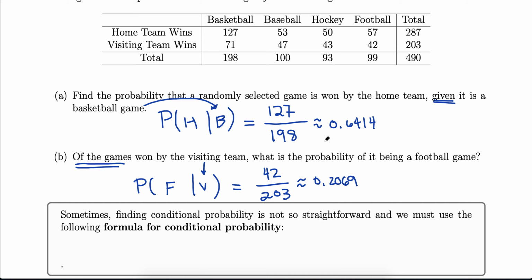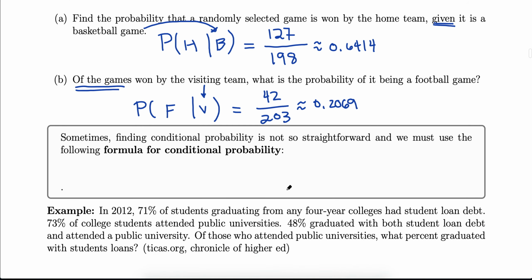All right, so you can see if your data is in a table, you don't really need to work too hard to find these conditional probabilities. We write the given information after the line, and our denominator changes accordingly according to that given information.